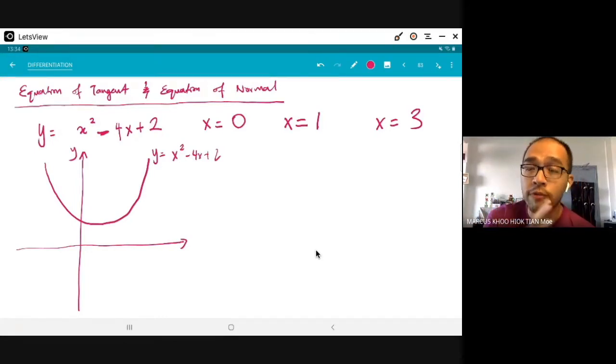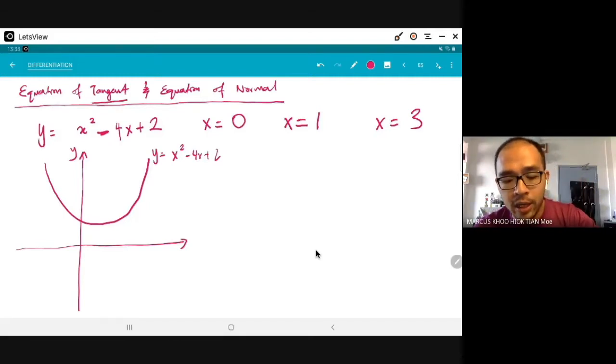Why we use differentiation, and how we use it in mathematical situations. So the first use of differentiation is to help us to determine two equations: the equation of a tangent and the equation of a normal line.